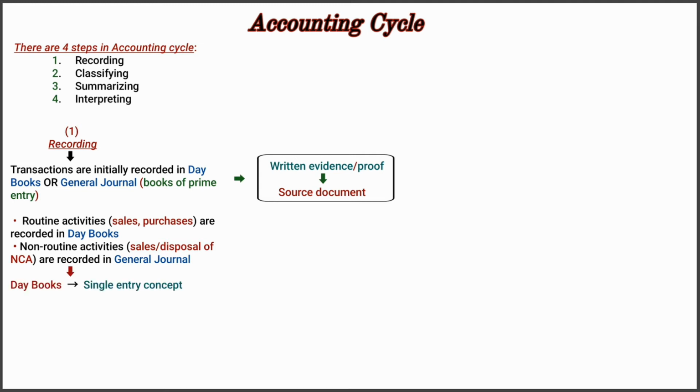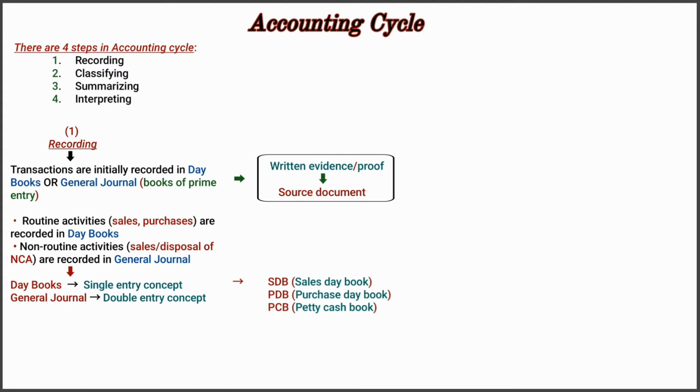Next point is that, in daybooks, transactions are recorded through single entry concept. And in general journal, non-routine activities are recorded through double entry concept. Here are some examples of daybooks. SDB, Sales Day Book. It recorded all credit sales. Number 2 is PDB, Purchase Day Book. It recorded all credit purchases.